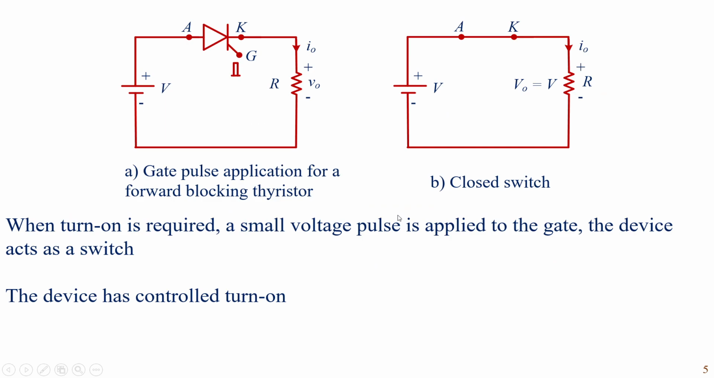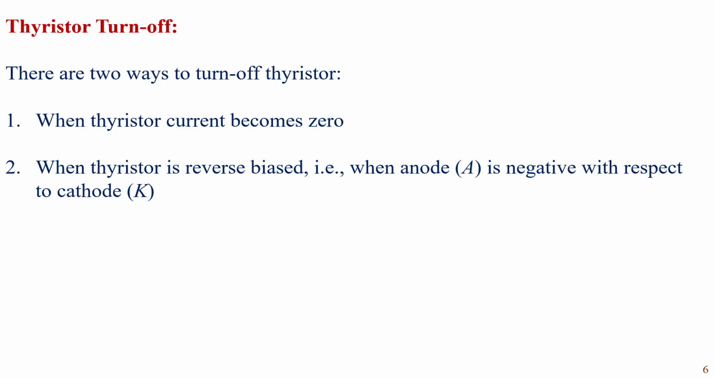Whenever turn on is required, a small pulse is applied to gate and thyristor is switched into conduction and acts as a closed switch. Compared to diode, thyristor has a controlled turn on. Once thyristor is turned on and required power is transferred from source to load, thyristor can be turned off. There are two ways to turn off thyristor. The first one is when the thyristor current becomes zero, and the second method is when the thyristor is reverse biased. That means when anode is negative with respect to cathode, similar to diode.